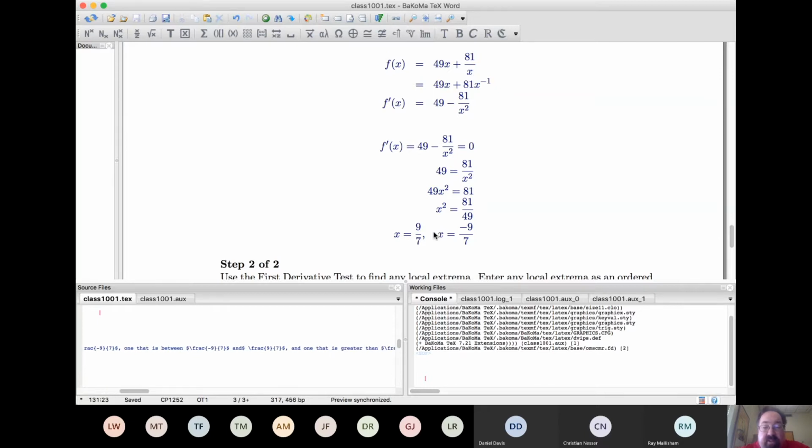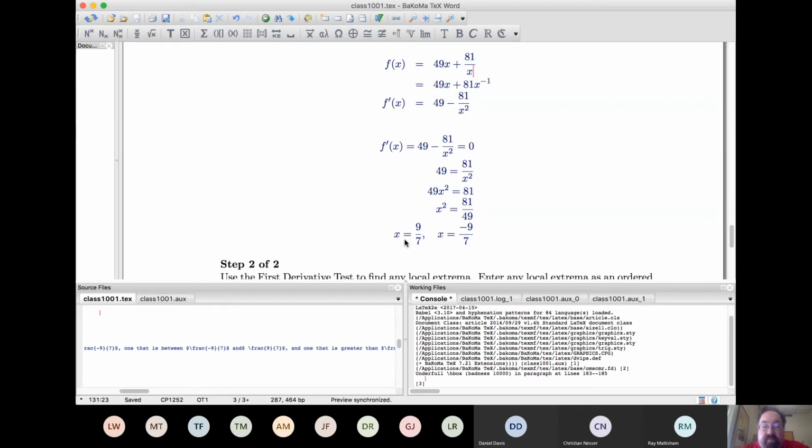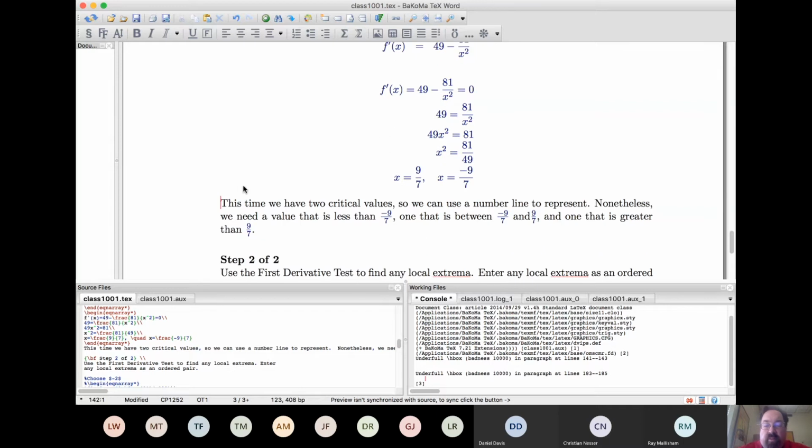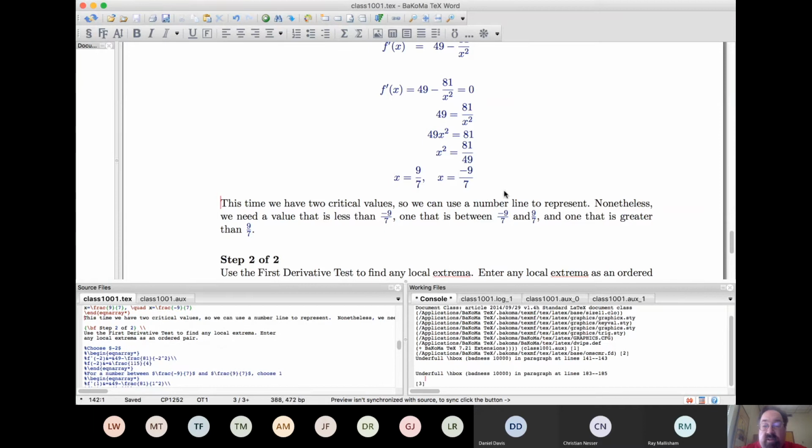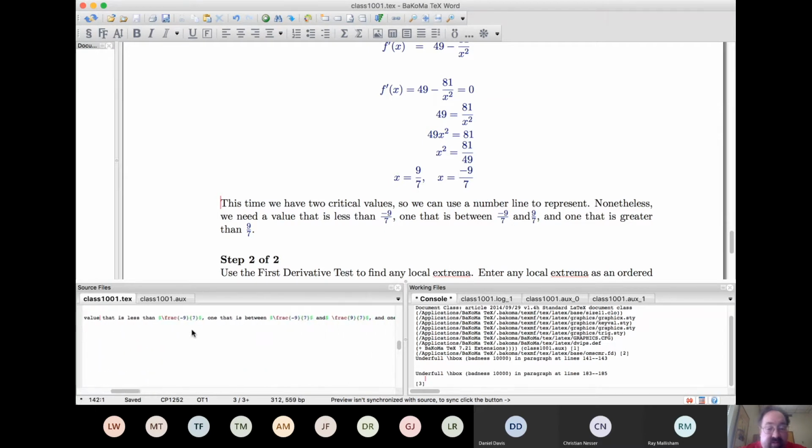So now that we have two critical values, we have three regions to consider. And what you might want to do, if you're working this out on paper, is draw a number line and mark these points on it. So first mark minus 9/7 to the left and 9/7 to the right. Then you have the three regions to consider: x values less than minus 9/7, a point in between these two critical values, and then one greater than 9/7.